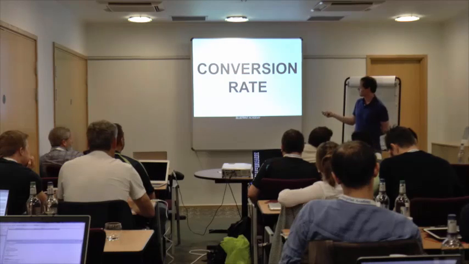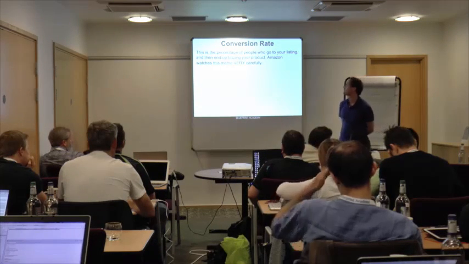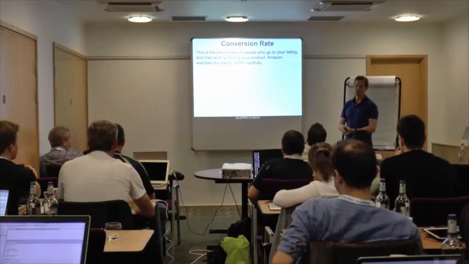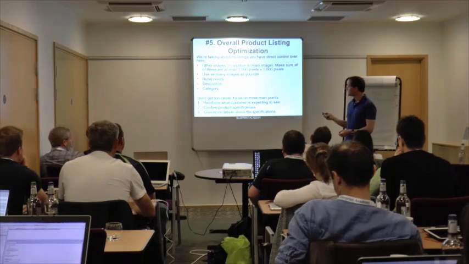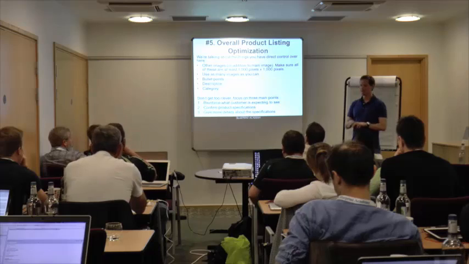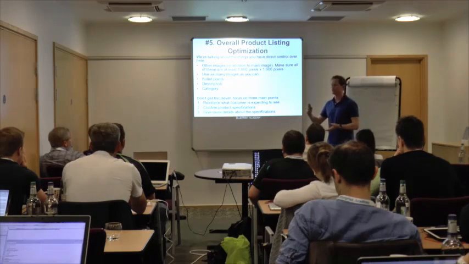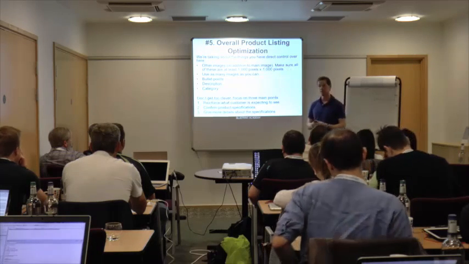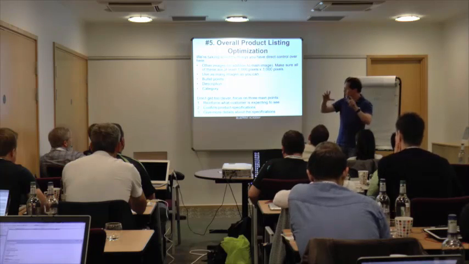The next thing is conversion rate. This is the percentage of people who go to your listing and then end up buying your product. And Amazon watch it very, very carefully. So, overall product listing optimization. This is the big picture: the bullet points you've got, the description, the category that you're in, the other images that you've got, not just the main image, but all those other ones as well.